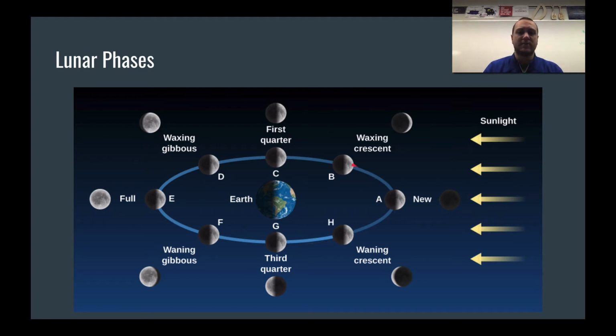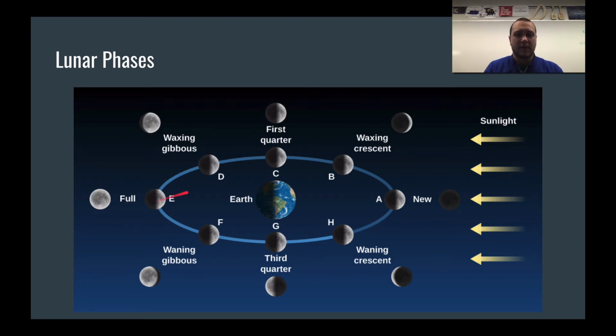So as we continue to move, we're going to get the waxing crescent to the first quarter to the waxing gibbous. So we're going to see the moon get brighter as it goes, right? Waxing means we're going to get brighter, and it's going to get brighter from the right side to the left side, right? So the darkness is going to fade away as it waxes. Then we get to our full moon.